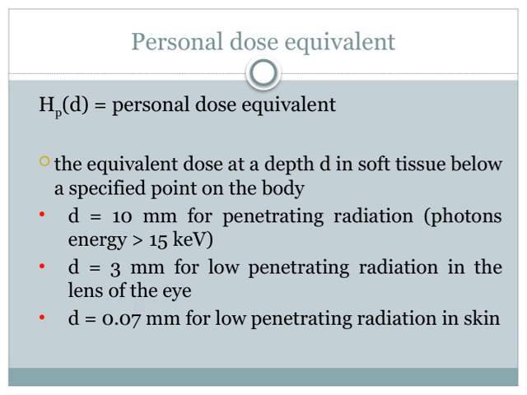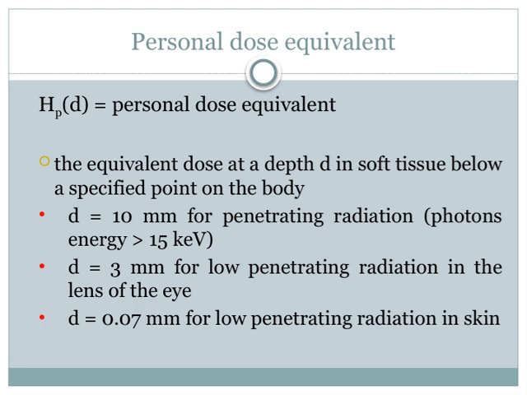For penetrating radiation, such as photons with energies greater than 15 keV, we consider a depth of 10 millimeters. This depth represents the tissue layer where the dose is most relevant for assessing risks from more penetrating radiation sources. In the case of low penetrating radiation, like certain types of scattered or surface-level radiation, we measure the dose at shallower depths. For instance, in the lens of the eye, which is quite sensitive, we look at a depth of just 3 millimeters. And for skin exposure, where the radiation primarily affects the surface, we measure at about 0.07 millimeters.